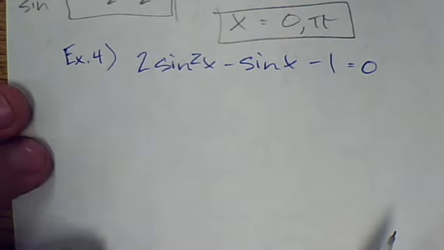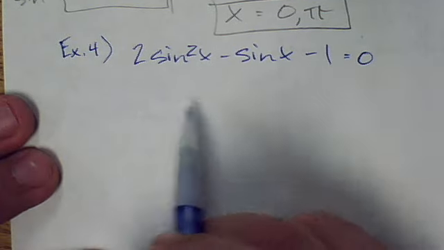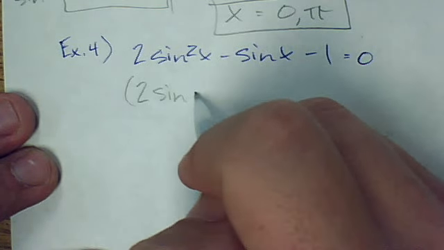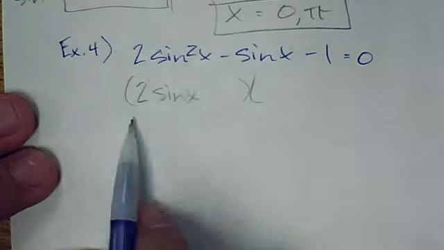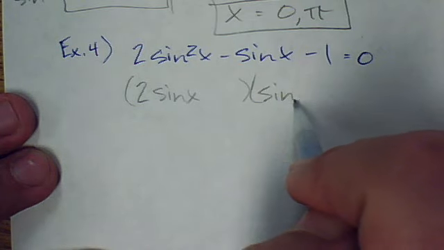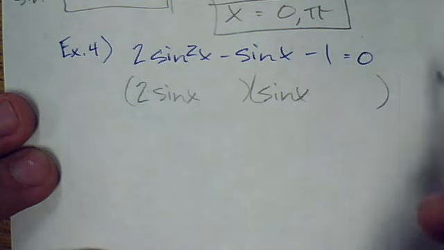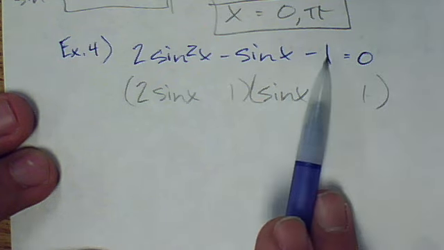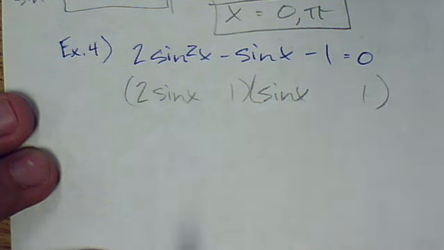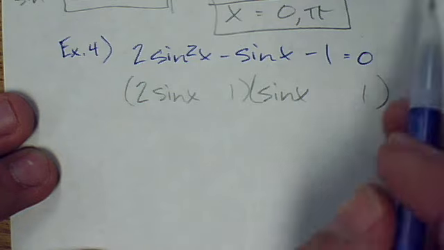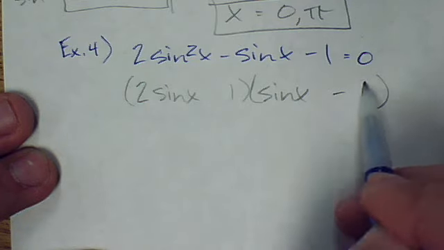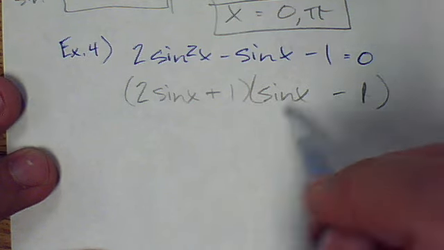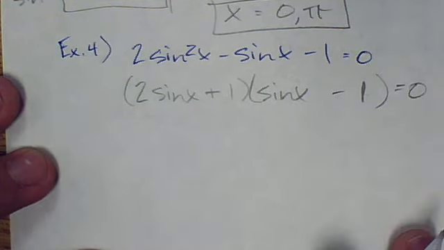Here, example 4. You'd want to factor this. So this has to be 2 sine and sine. And then this has to be 1 and 1 if it's going to equal -1, and one of those has to be negative. So they have to add up to get that -1, so I'm going to make that negative and that positive. And that still equals 0.